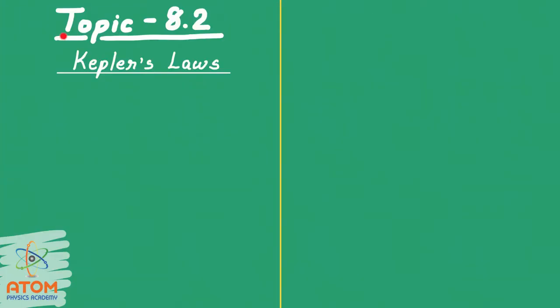Now let us see topic 8.2, Kepler's laws. Here first we will see law of orbits. Now, before learning about law of orbits, you must understand how to draw an ellipse, how to draw an elliptical shape. For that, let me show you a small video. And here it is.